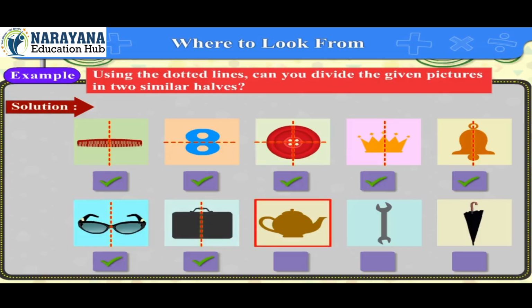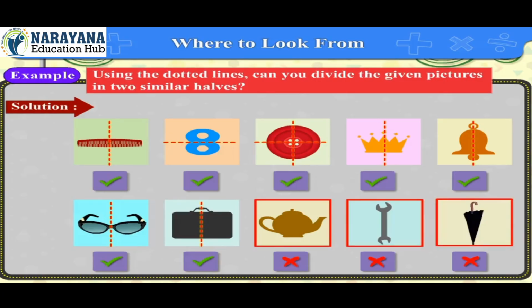While in the pictures of kettle, spanner, and umbrella, even if we draw any of the horizontal, vertical, or slanting line, they will not be divided into two exactly same parts.